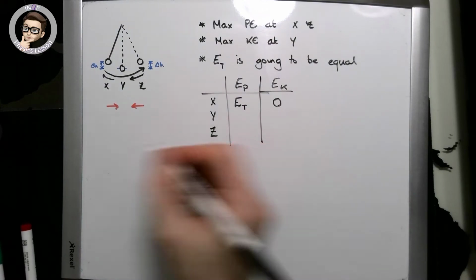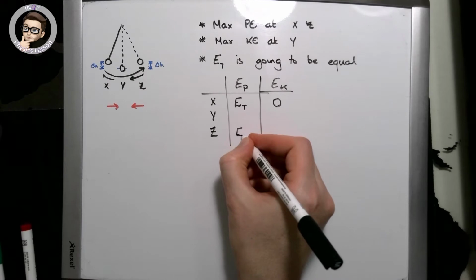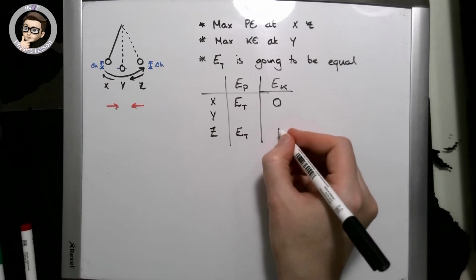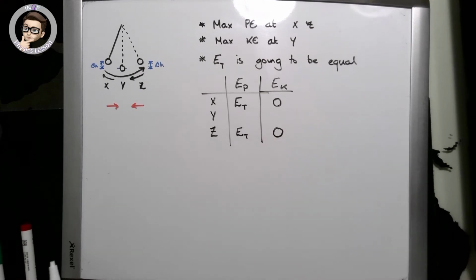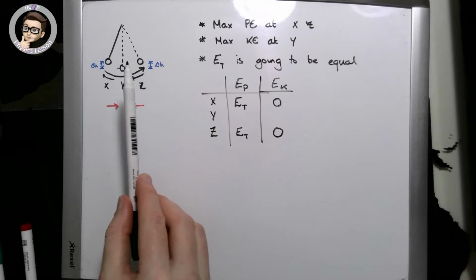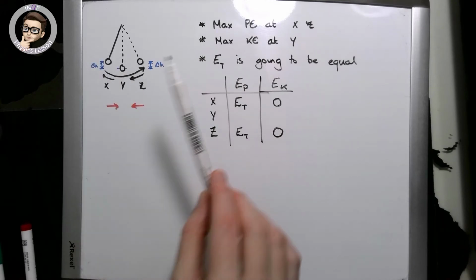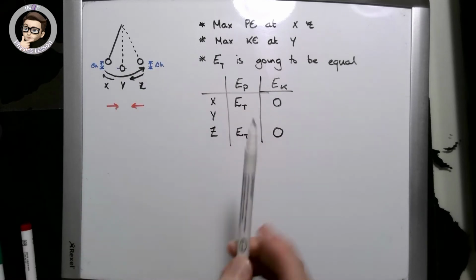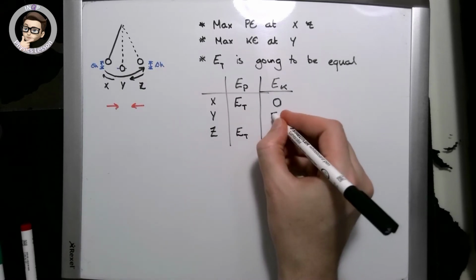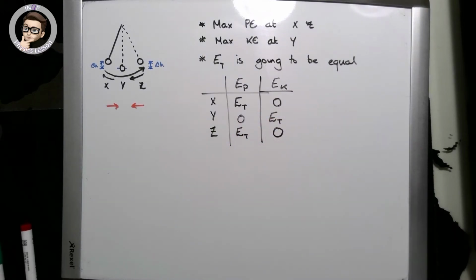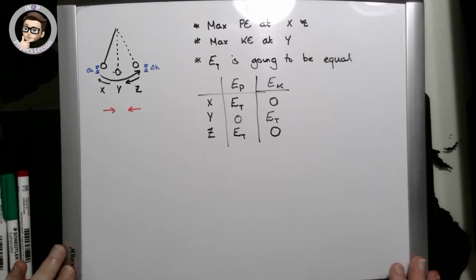We can do the same for Z because we know it's just acting in the opposite direction. It's still going to be that the potential is the total energy and the kinetic energy is zero. And when we're at Y, because our restoring force is zero in the center, because we're at that point, there's no acceleration either direction, positive or negative, therefore the kinetic energy now must be the total energy. So we can define those stages as the amount of energy that they have.